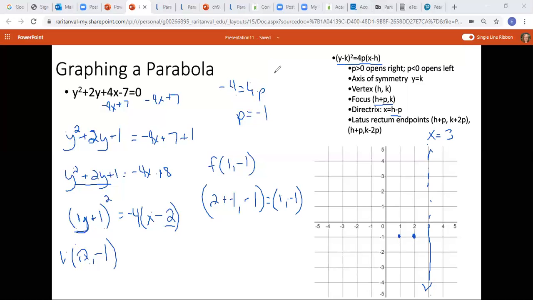Okay, now from my focus, I'm going to move up 2 and down 2 to get to the endpoints of my lattice rectum, because my p is 1, so I need to double that. So this point is 1, 1, and this point is 1, negative 3. And you can use this formula to get there as well. I like to do it graphically. And now we have enough to do a rough sketch of this parabola.